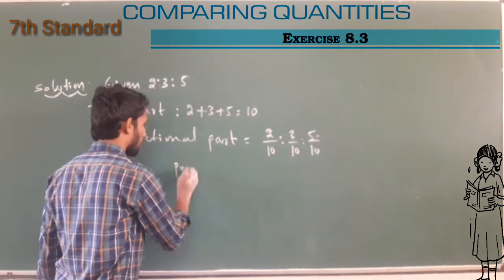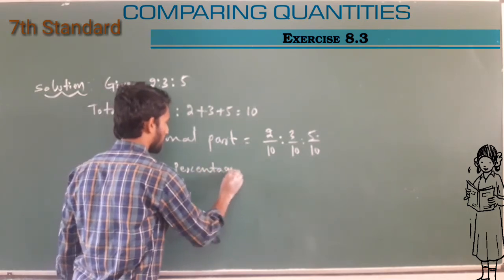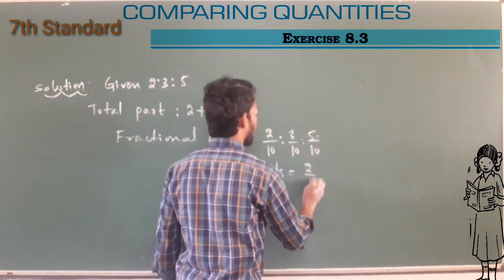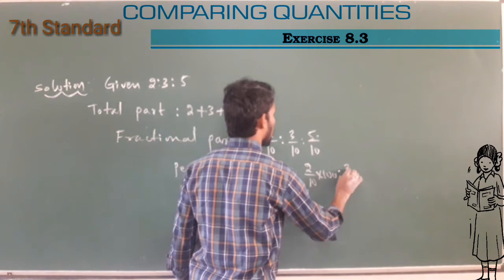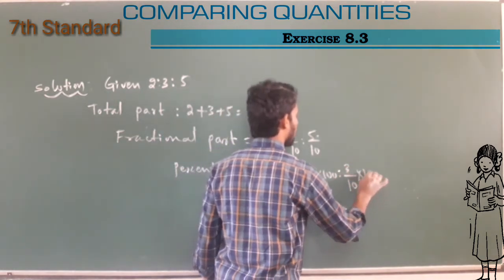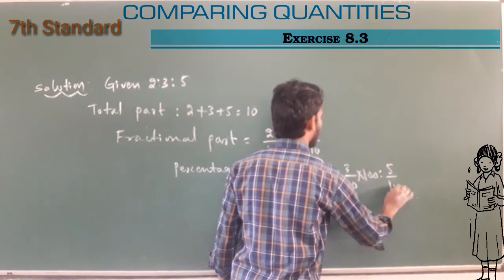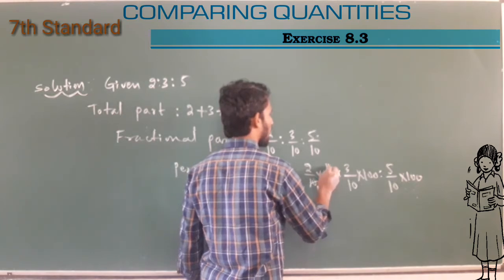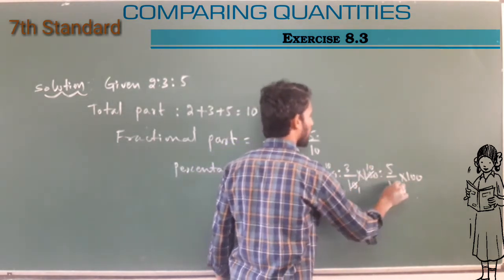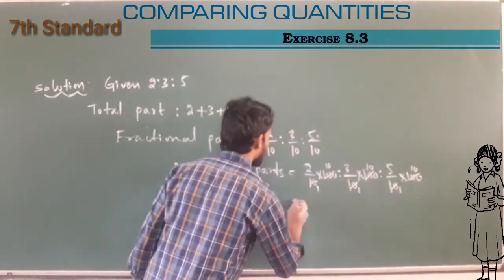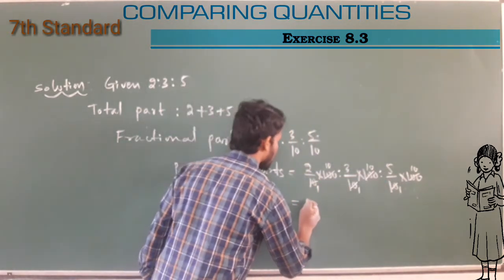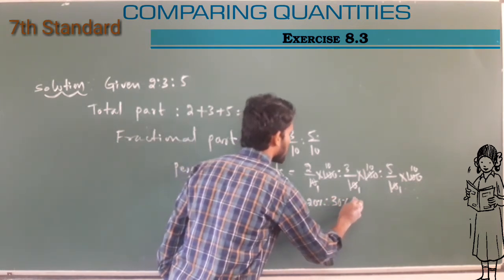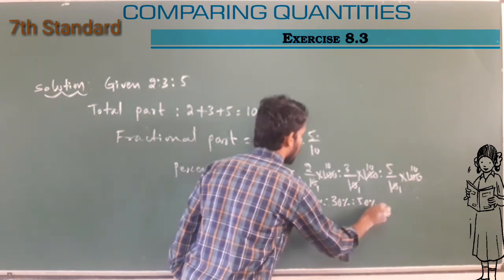Now percentage of parts: 2 by 10 into 100 is to 3 by 10 into 100 is to 5 by 10 into 100. Now 10 ones are 10, 10 twos are 20, and so on. When we multiply, we get the percentage of parts as 20% is to 30% is to 50%. Okay, this is the solution.